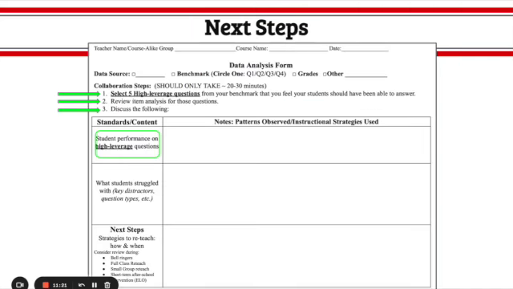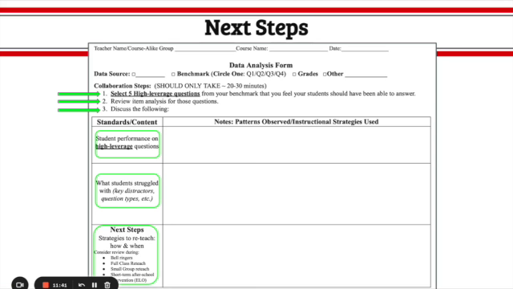Now looking at our data analysis collection tool and thinking about that slope intercept question that we just came from, what are we going to write down about student performance on this question? What did we see as a distractor or the question type? What was confusing for them? And then the most important step is, how am I going to reteach this?